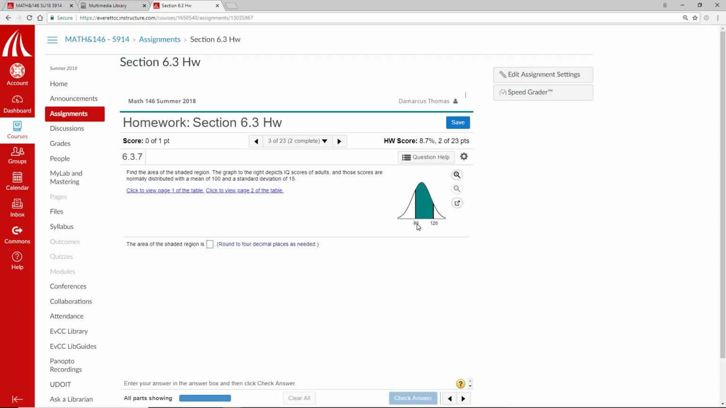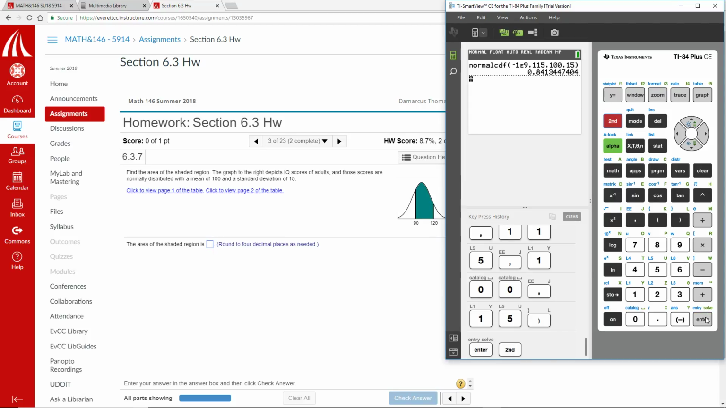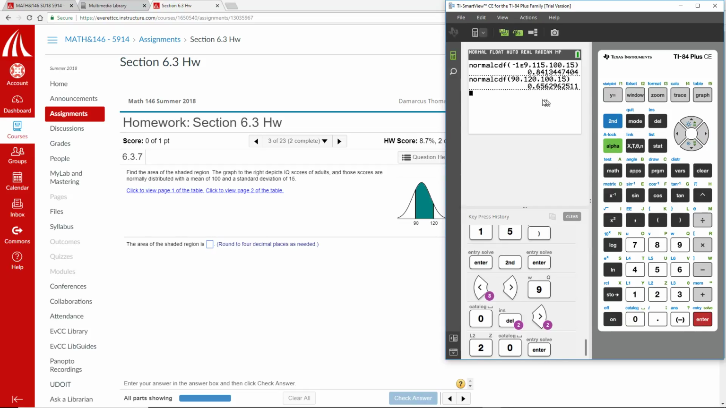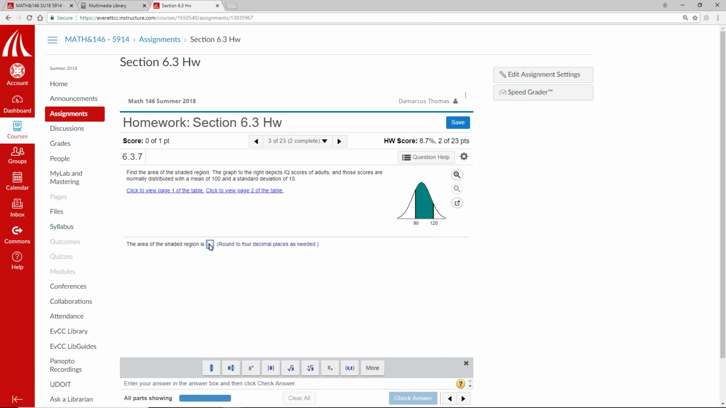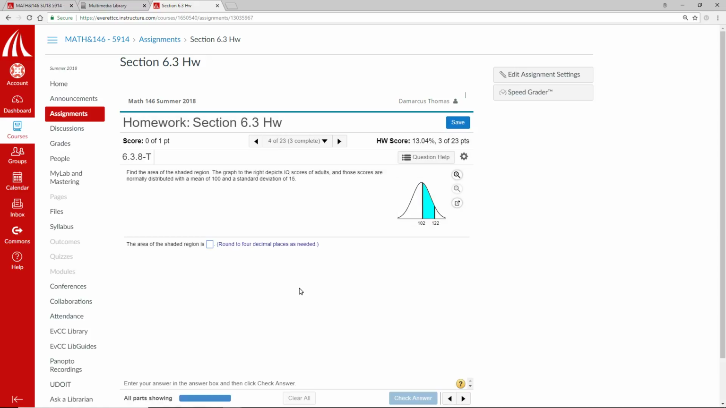What about finding the area between 90 and 120? Same distribution, same mean, and same deviation. So I could just do a second entry, but this time my lower bound is 90, and my upper bound is 120. Everything else appears to be the same. It's just going to be 0.65629. So I'll round it to 0.6563, I believe. This will be the same type of problem, your lower bound, your upper bound. Let's keep going. Let's see some more problems now.